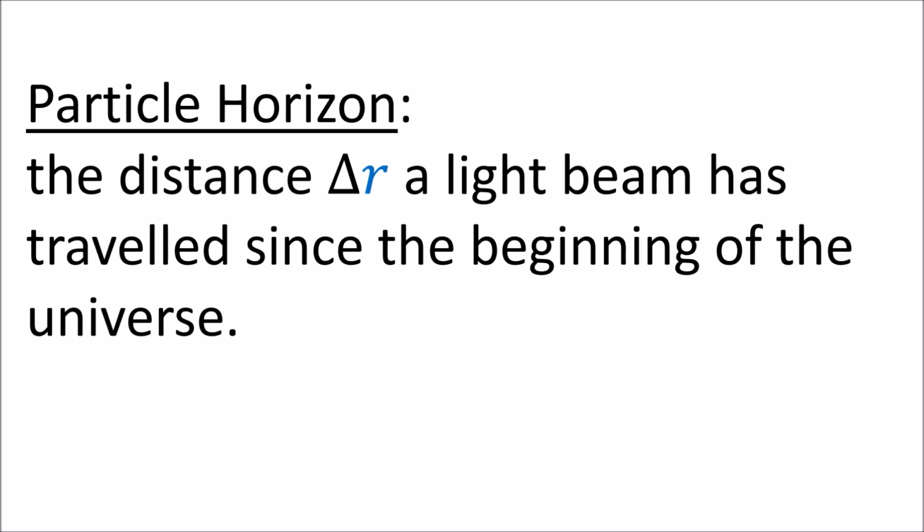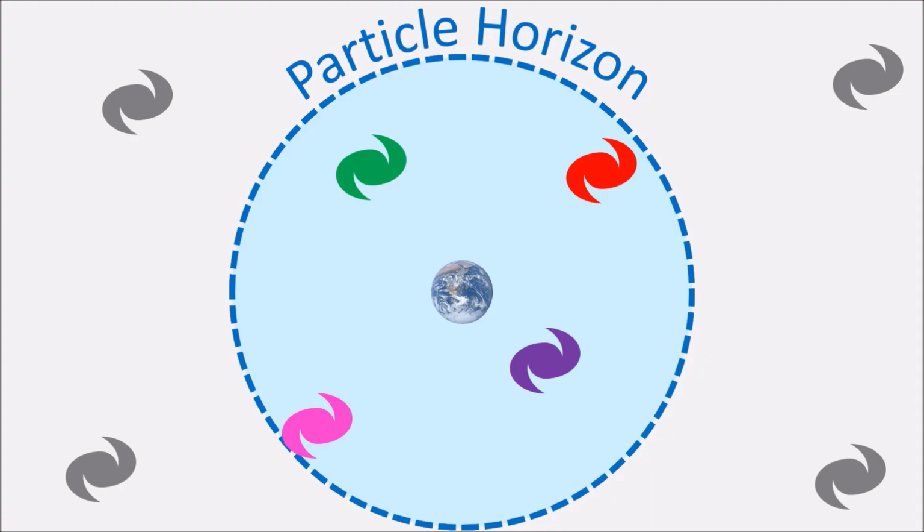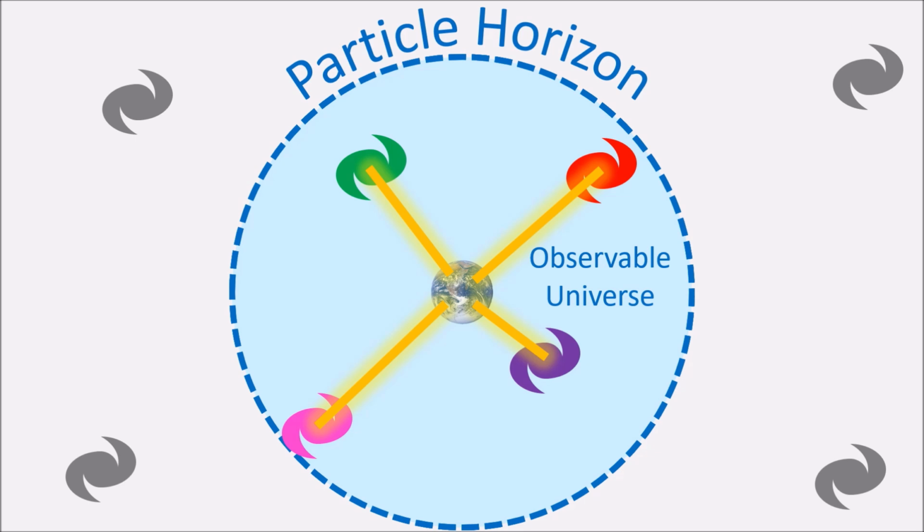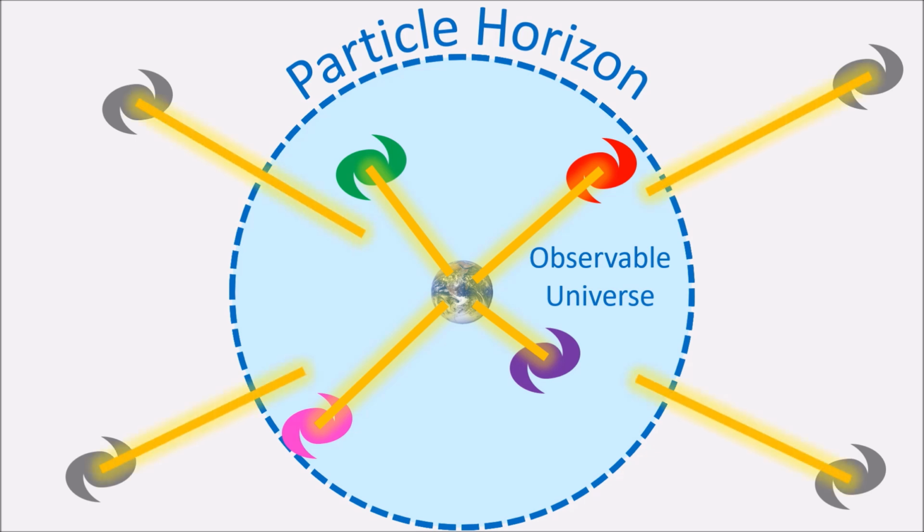The last horizon is the particle horizon, whose radius is the distance a light beam has traveled since the beginning of the universe. Observing from Earth, galaxies within the particle horizon have emitted light that has reached Earth, and so they are visible to us. We say this region inside the particle horizon is the observable universe. The light from galaxies outside the particle horizon has not reached us, and so we can't see them. This region is the unobservable universe.